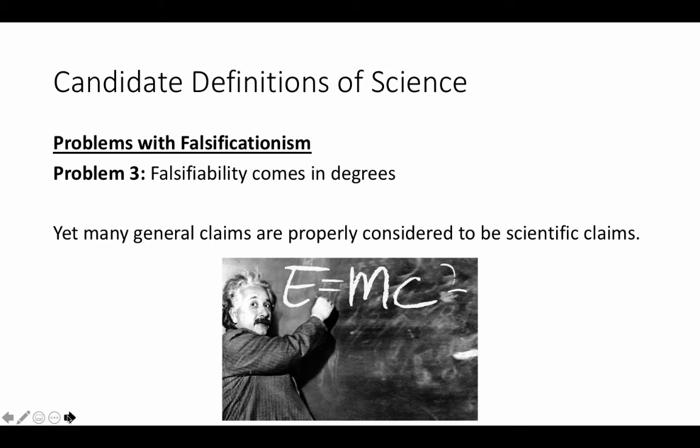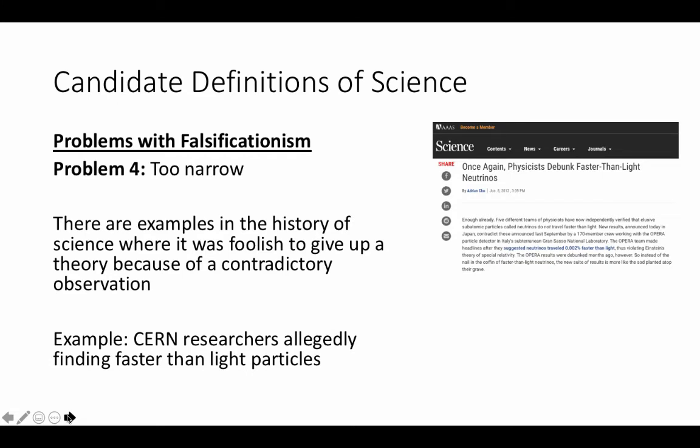But many general claims are properly considered to be scientific claims, like E equals mc squared, one of the most famous scientific claims. So falsifiability just struggles to account for this. Another issue with falsificationism is that it's actually too narrow. So it's at the same time too broad and too narrow. There are examples in the history of science where it was foolish to give up a theory even though there was a contradictory observation. Here's a recent example.